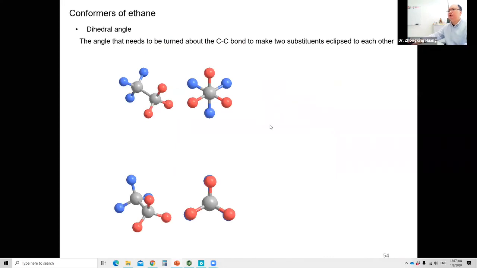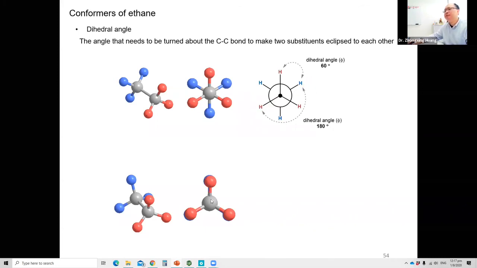All right. So now let's go back to the two extreme conformers here. In order to turn this red CH bond to eclipse this blue CH bond, how many degrees do you have to turn? 60, right? Because they are equal distance. You divide 360 degrees by 6, it's 60. And how about this CH bond to this CH bond? 180, right? Because it's opposite to each other. You have to turn 180.